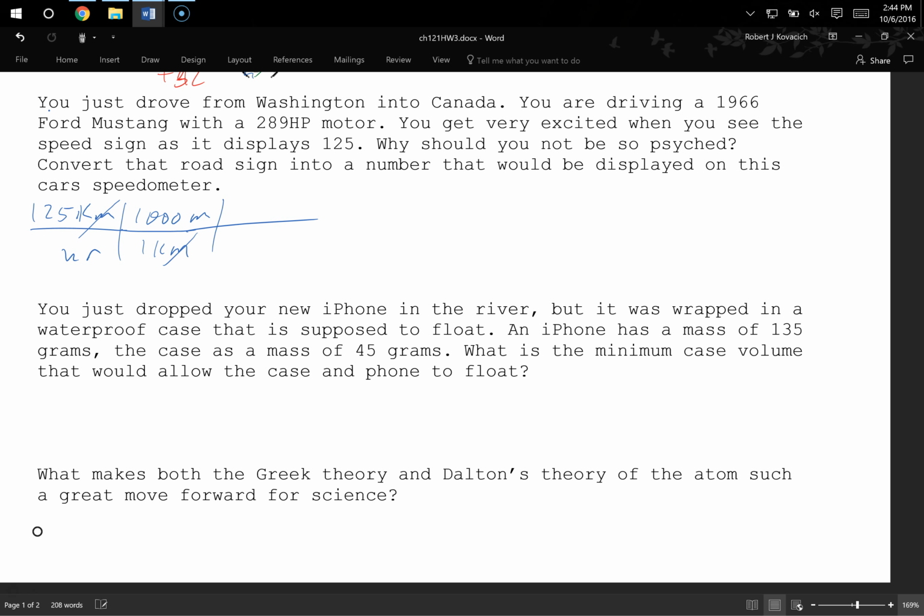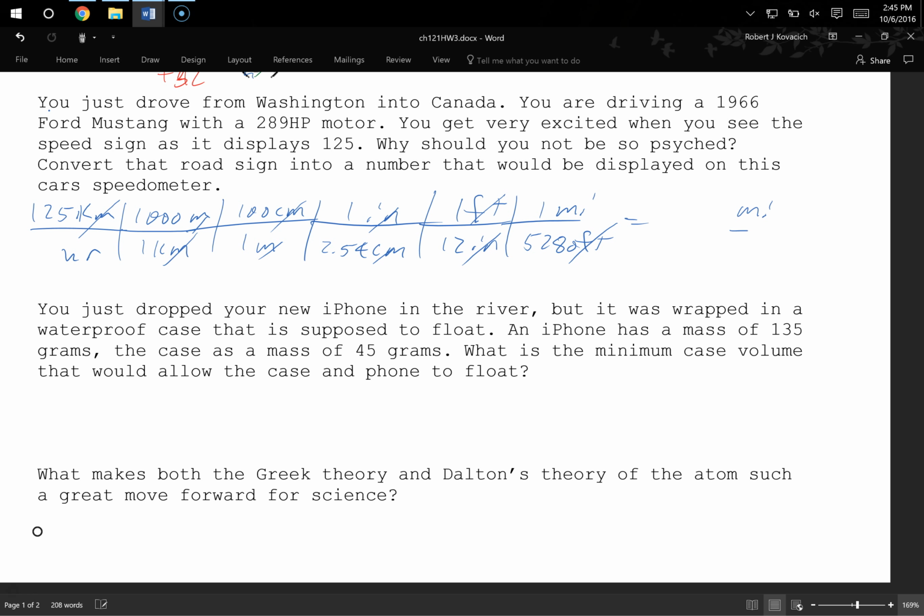So 1 meter, 100 centimeters. And then 2.54 centimeters is 1 inch. And then 12 inches is 1 foot. And then 5,280 feet is 1 mile. So I got my feet and my inches and my centimeters and my meters and my kilometers all canceling out. The units I have left are miles an hour. So I got miles per hour.